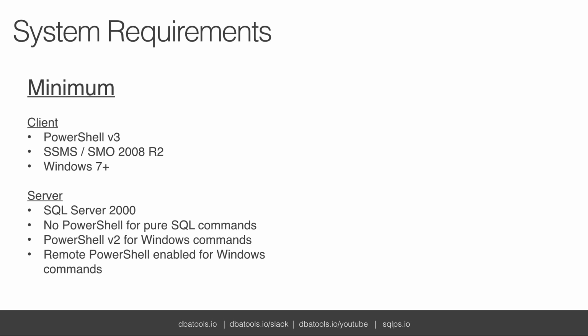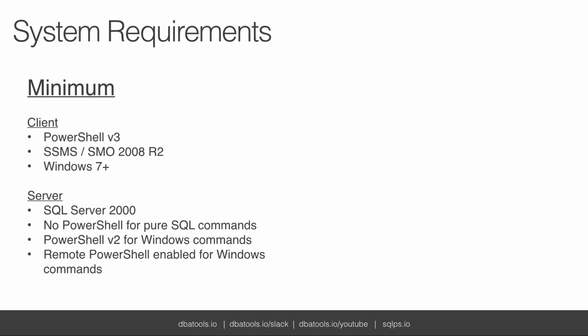Windows 7 Plus, mainly because PowerShell v3 is Windows 7. So it's just an easy way to call that out. If you're running an older operating system than Windows 7, remember that Windows 7 came out in 2009. It is 2017. So it is time to move on. And then that's all on the client.